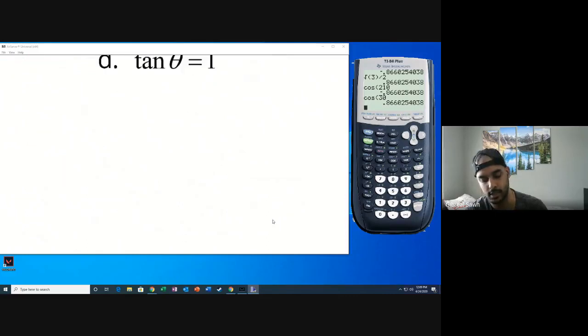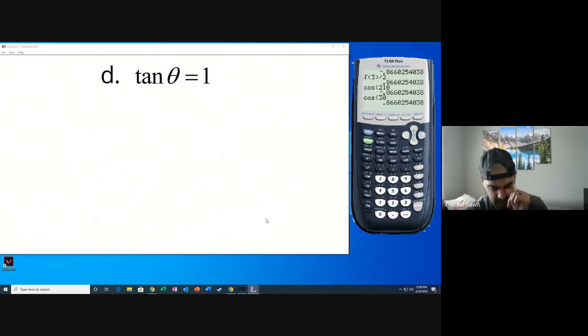Last one then for tangent. Tangent of theta equals 1. That means I took a y coordinate and divided it by an x coordinate. Now, if y and x are the same, that only happens in one of those special triangles. This is going to be 45s. Okay, they have to be. So theta, instantly, you know, is going to be 45 degrees.